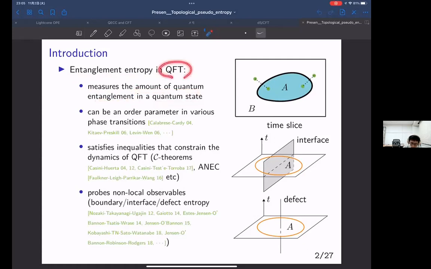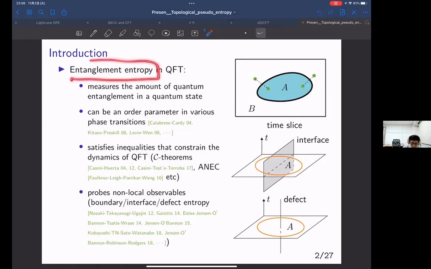In quantum field theory, we typically consider a bipartite system by dividing a time slice of QFT into two regions, region A and region B, in this way. Then the entanglement entropy is, roughly speaking, counting the number of so-called EPR pairs across this boundary. As is clear from this figure, entanglement entropy depends on both the type of theory and also the shape of the region. So it is not a local quantity, like a correlation function of local operators, but it is a non-local observable.